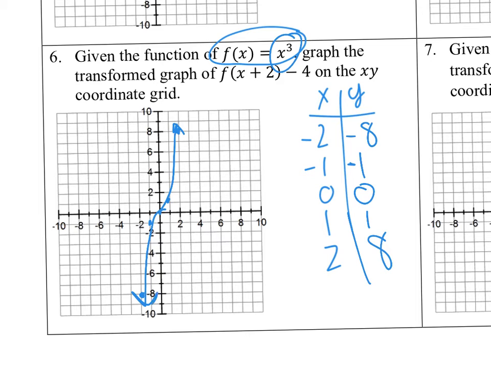That's a cubic graph, okay? Hopefully you've seen this graph before. If not, no worries. I just got these points because I thought, hey, let's get some points around the origin. I know it's a parent function, so I know it's going to live around the origin, okay? Now let's apply the transformations to it.